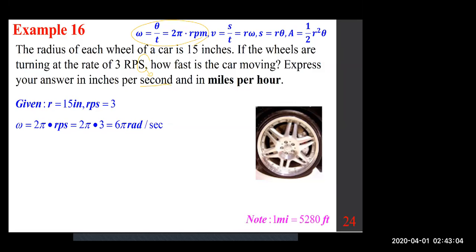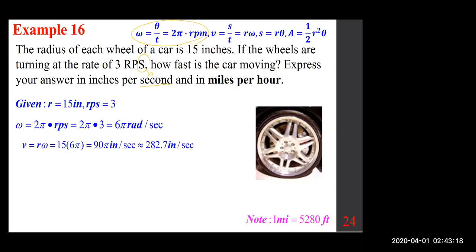All right, so with that being the case, the V formula now is R omega. So we replace the R with the number 15. So 15 times 6 pi is 90 pi inches per second. That's the answer. Now we are going to change the units to miles per hour. And I hope everybody remembers a mile is roughly 5,280 feet. So again, I want to give everybody a moment to quickly see if you can do this transformation.